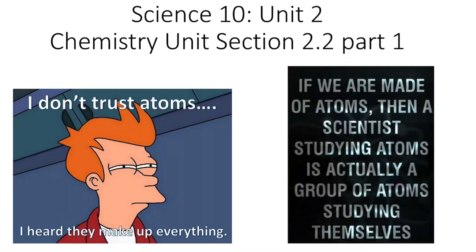Okay, so we are starting off our chemistry unit now, and we're beginning with section 2.2, part 1. You'll notice that everything in the biology unit was 1 point something. The chemistry unit is always 2 point something because we're in the second unit. So we'll be starting with section 2.2 as 2.1 is safety, which we already covered. And then 2.2 is going to be broken into a total of 6 parts.